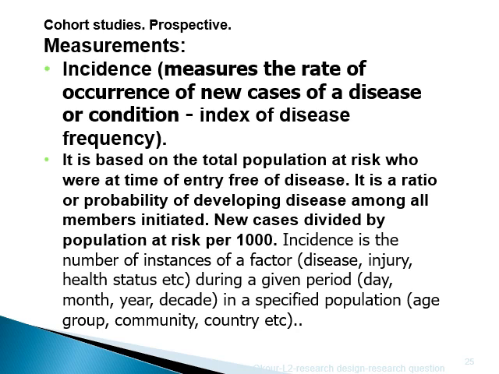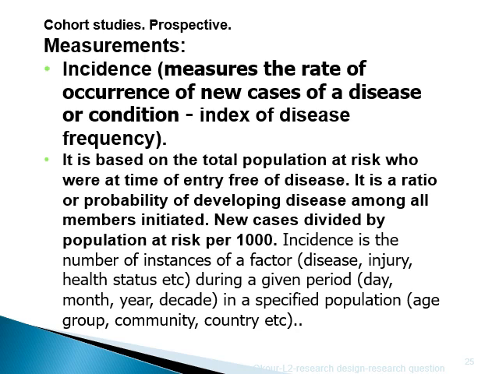What do we measure in cohort studies? Incidence. We measure the rate of occurrence of new cases of a disease or condition. It's an index of disease frequency. How frequent is the disease occurrence, new cases? It is based on the total population at risk who were free of disease at time of entry. So they were free and they developed the disease. So this is a new case. It is a ratio or probability of developing disease among all members initiated. So new cases divided by population at risk per 1,000.